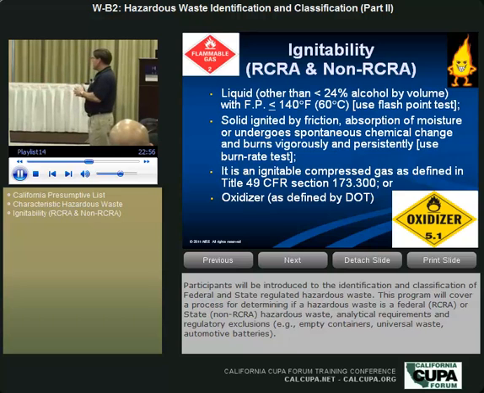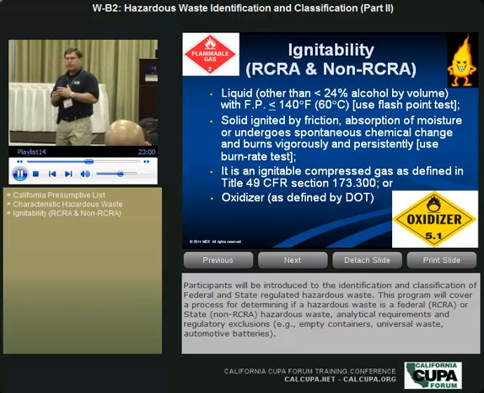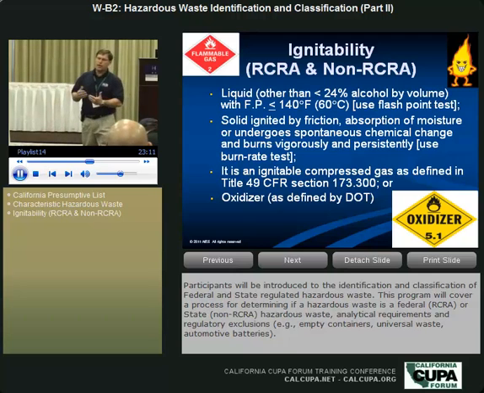Or spontaneous chemical change. A lot of your organic peroxides are typically temperature dependent. They're typically handled refrigerated, mostly frozen. If they reach room temperature, they will generally spontaneously ignite or explode from the container.